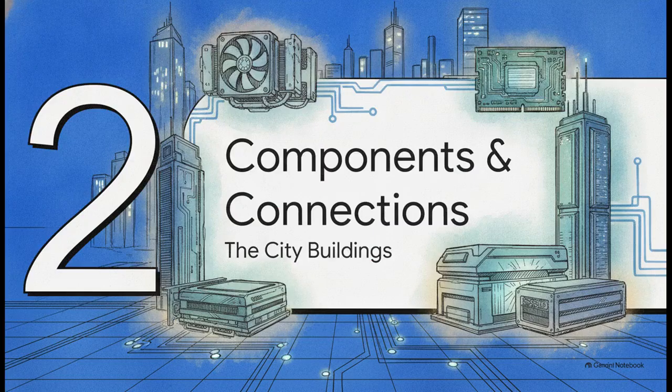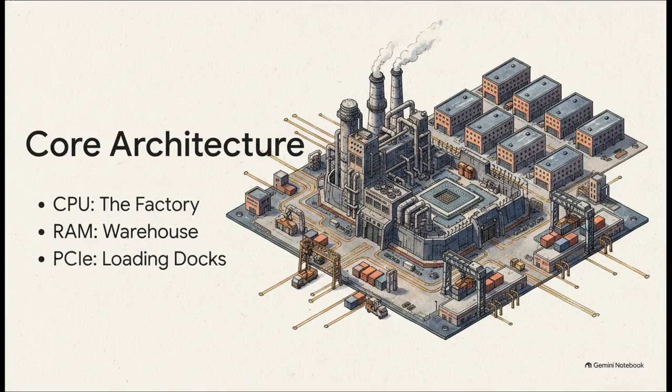Moving on to Section 2, core components and connections. If the motherboard is our meticulously planned city grid, well, what kind of buildings actually plug into it? Let's look at the core architecture here, because this is where the city analogy really shines. Think of the CPU socket as the factory. That's the massive industrial complex right in the center of town where all your heavy calculating gets done.